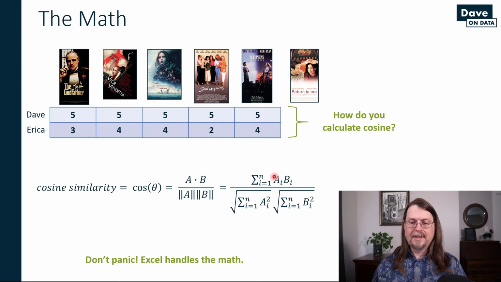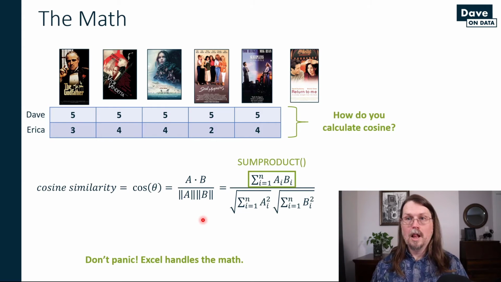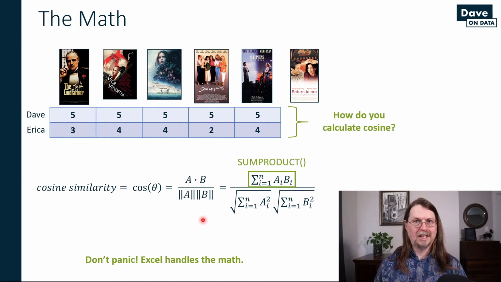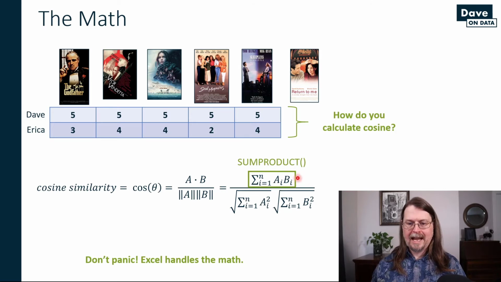So let's take a look at this top guy right here, right? This is the numerator, the top half of this fractional calculation that we need to get the cosine similarity between me and Erica in terms of our movie ratings. So this calculation right here is super easy to do in Excel. All you need is the sum product function. That's it. One function handles all of this math right here. And let me explain to you very quickly how the sum product function works.